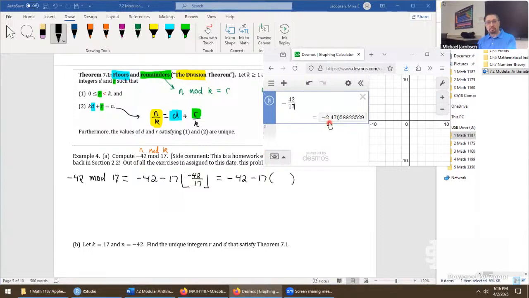And this is always a little bit tricky. We mentioned that before. The floor of negative 2.47 is negative 3. Sometimes it might help writing down a number line to really see it. But does that make sense to everyone, that the floor here becomes negative 3 based off that decimal number?